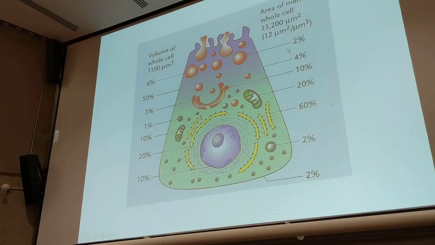Here we have vesicles, 2%, for example, of surface, 6% of volume. So the ratio, instead of being 3, is 1/3. Some of the organelles here have much more volume than surface. Okay? And it varies.